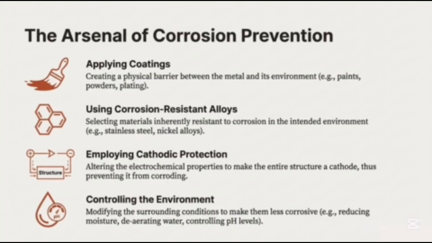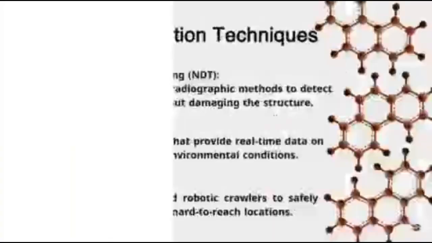The fourth protection method is regulating the environment in which the material is placed, where humidity, air, acidity, and the type of fracture affecting the materials are monitored, reducing the effects of corrosion.